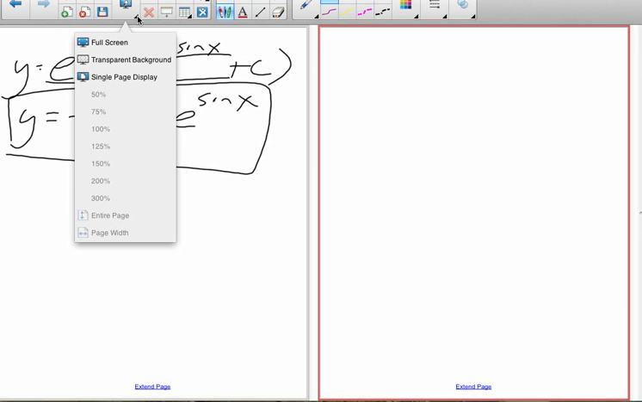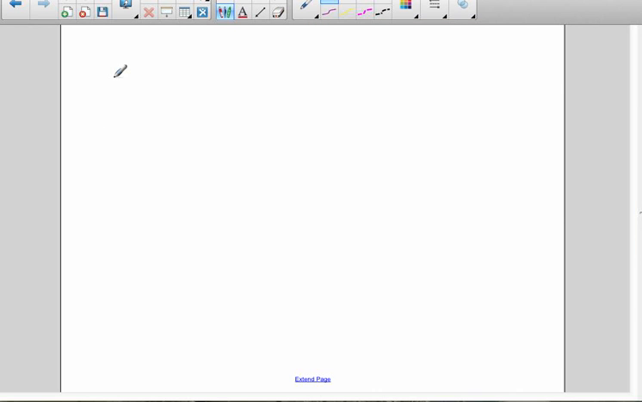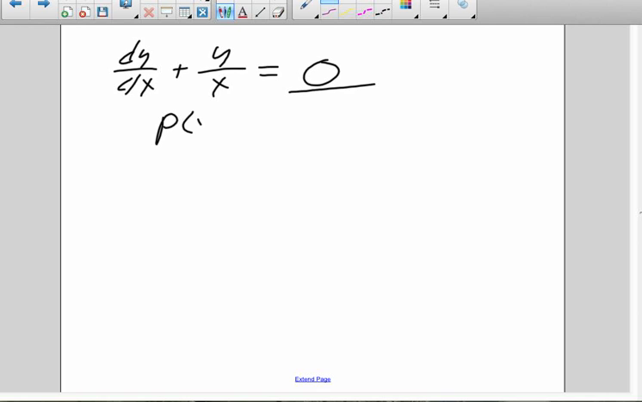All right, let's do another one. And this one kind of comes back and looks at what we've already done. So let's take a look at dy/dx plus y over x equals 0. Now, if you look back at the first example I did, you notice this is very similar, except we had something over here. Now, if we look at this, our p of x would be equal to 1 over x. Our q of x is 0.